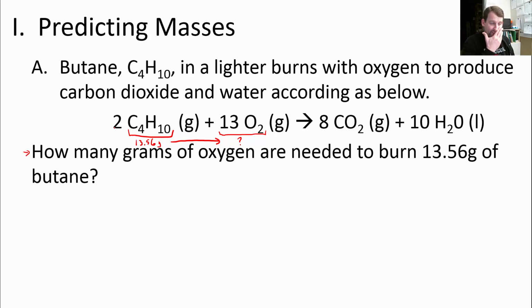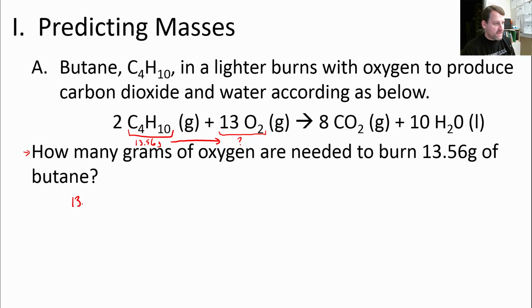Now we know that for every 2 of these, we need 13 of these, and that we're going to make 8 carbon dioxides and 10 waters. But we can't really use that number yet, because 13.56 doesn't tell us how many butanes we have. It tells us how heavy the sample is. So we have to first turn this how heavy number into a how many number, into moles. Then we can say, okay, for every 2 moles of this, we need 13 moles of this. Then we can use our equation. So the first step is to start here with butane.